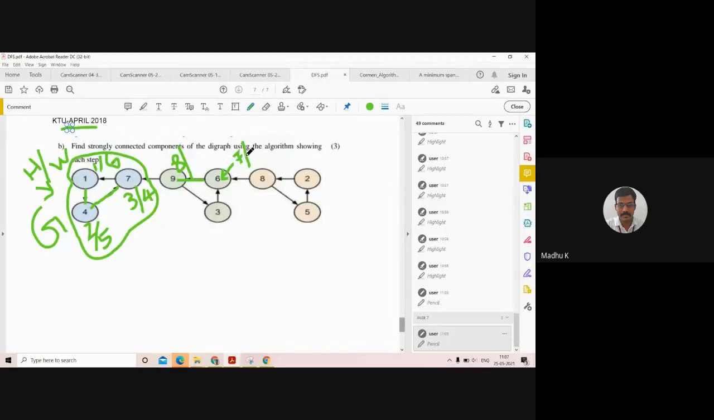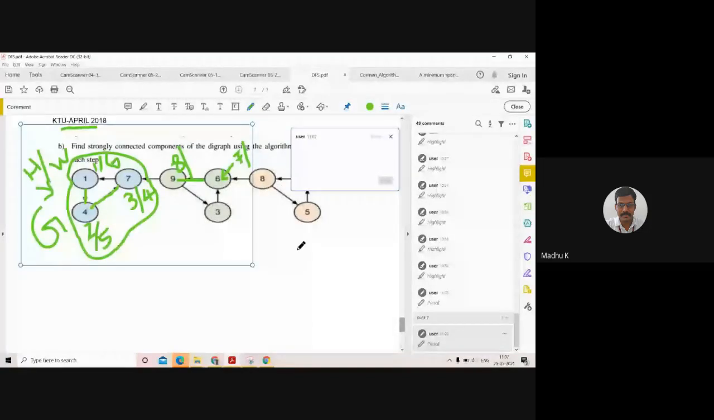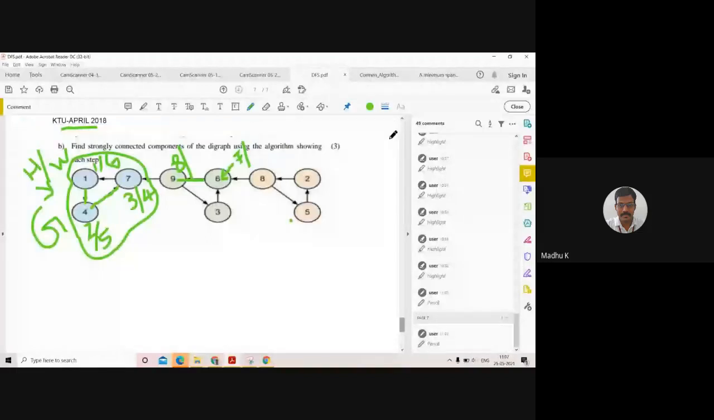Then 7, then move to 8, explored. Then I move to here, 9. Then I tried to reach 6 back, but it is already finished. So what I will do, I will finish 3, 10, then I will go back to 9. Now it is 11, so that is also finished. Then I will go back, 12. Now this is another DFS tree. You can note the starting and finishing times.